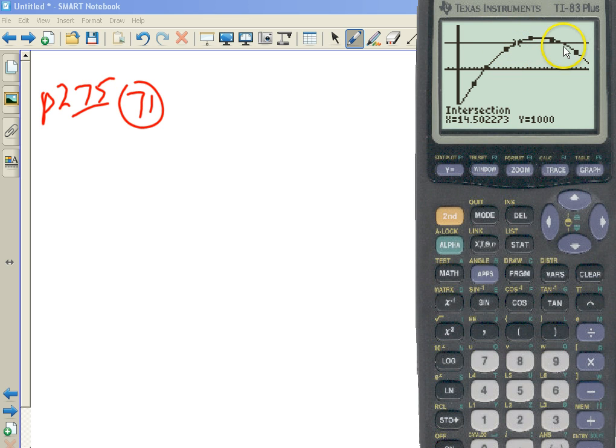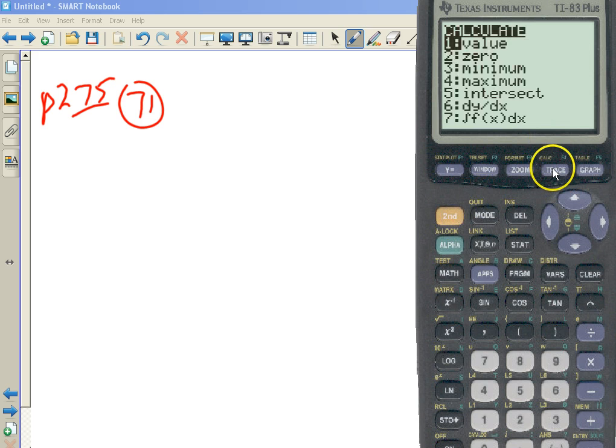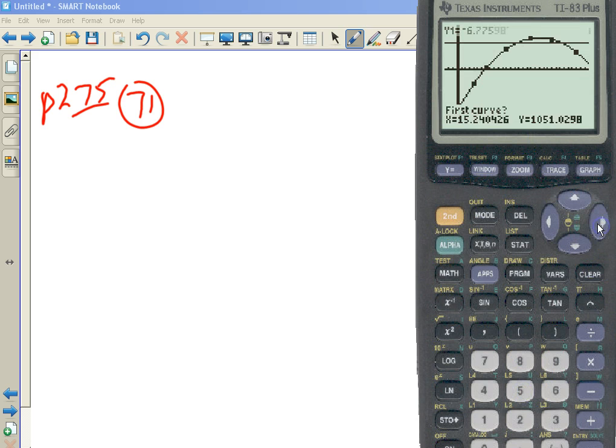All right, how about this guy? Second trace, intersect, trace closer to that intersection point, and see what that one is. All right, enter, enter, enter, and we get 25.4. Now, what would you say instead of 25.4? Not 26, because 26 is going on here. 25. So between 15 and 25. All right, that's your answer. X is between 15 and 25.